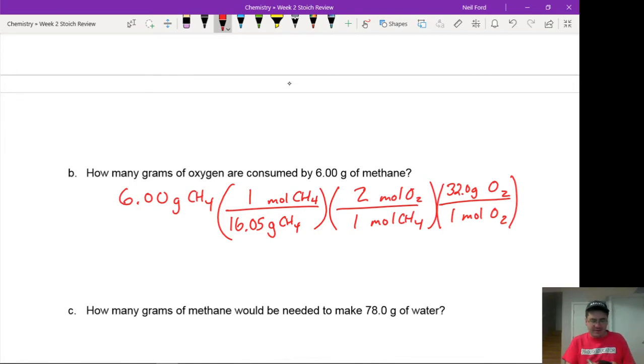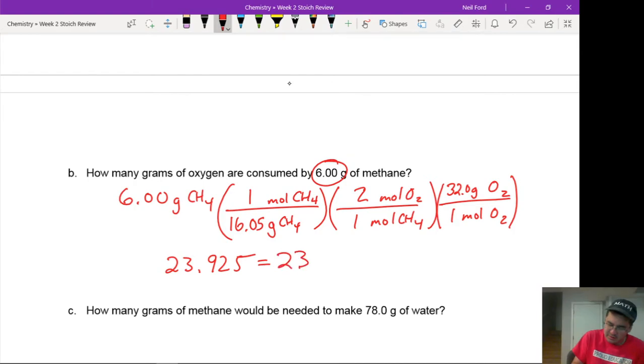So I'm going to calculate. I'll use my calculator this time. I would type in 6 divided by 16.05 times 2 times 32. And I get 23.925, which rounds to 3 sig figs, 23.9. And my last unit that didn't cancel is grams O2.